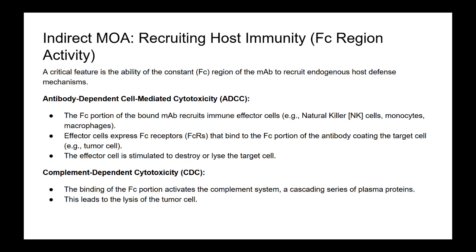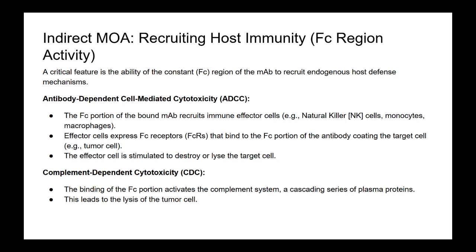Here's how it works. The Fc region of the mAb, once the antibody is bound to the target cell like a cancer cell, acts as a flag that recruits immune effector cells, typically natural killer, NK cells, or sometimes macrophages, which have specific receptors on their surface that recognize and bind to that Fc region.